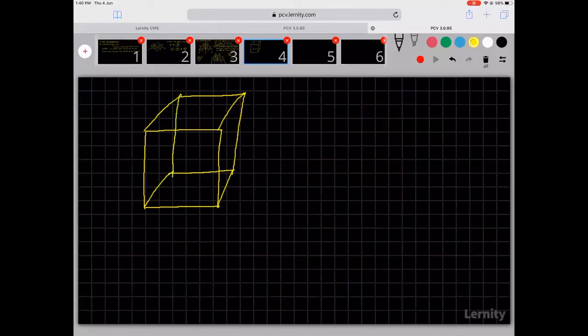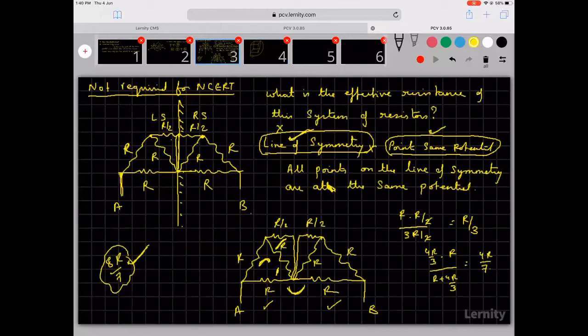Here is a cube. Now here also you will have line of symmetry, but here you can't apply it. So we have to be very, very thoughtful. So I would like to say always points at the same potential. So that is the appropriate thing.